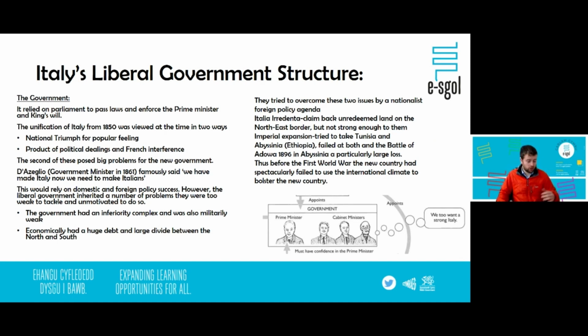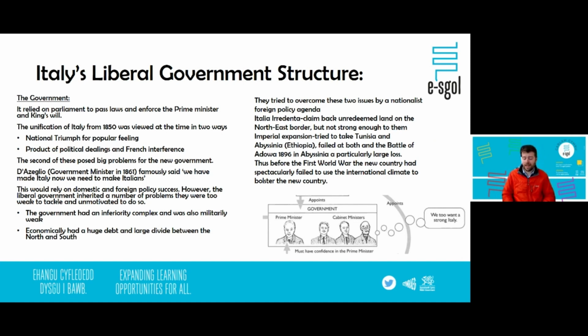Imperial expansion, just like Britain was doing overseas, just like Germany was doing overseas, just like Belgium was doing overseas. They tried to take Tunisia and Abyssinia, current day Ethiopia, in what's called now the Battle of Adwa in 1896, but they failed to take them. And so what it does is it makes the people in Italy not associate their government with success, instead they associate it with problems instead. So that's before the First World War.